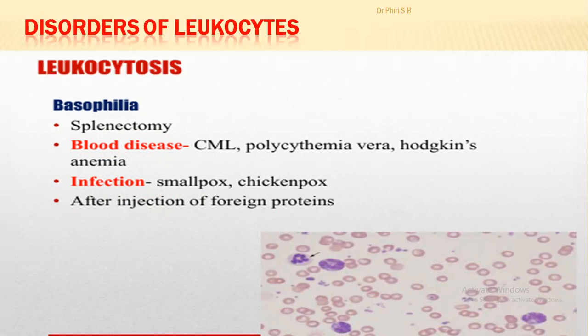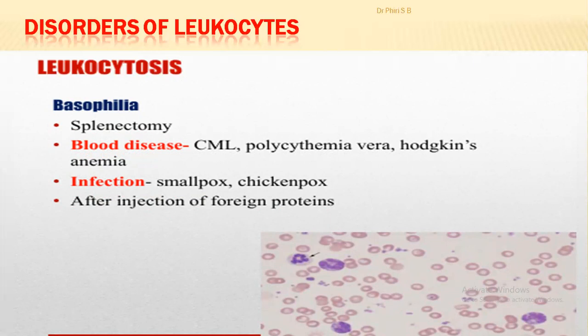So if you remove the spleen, there is no organ that is destroying these cells, so there will be an increase in basophils as well. So with splenectomy, there is an increase in basophils. Then blood diseases, like chronic myeloid leukemia, polycythemia vera, Hodgkin's disease, all these diseases will point to an increase in basophils.